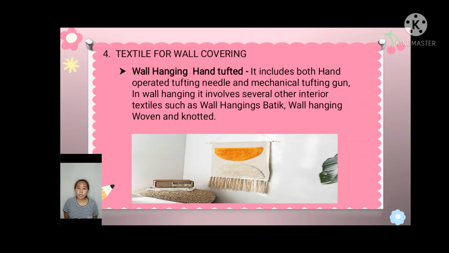The next is wall hanging hand tuft. It includes both the hand-operated tufting needle and the mechanical tufting gun. In wall hangings, it involves several other interior textiles such as wall hanging batik, wall hanging woven, and knotted.